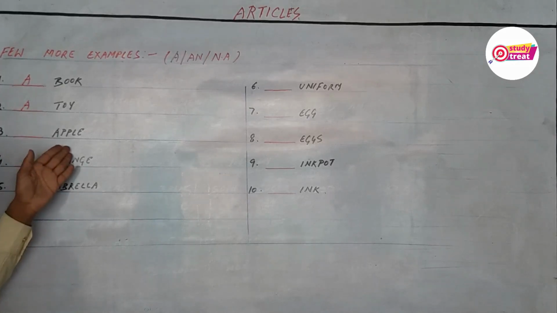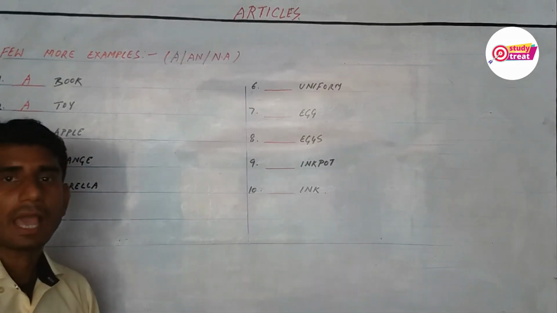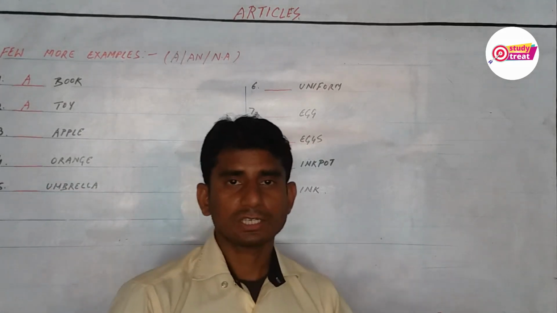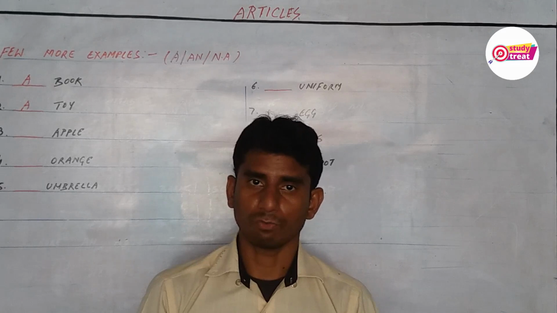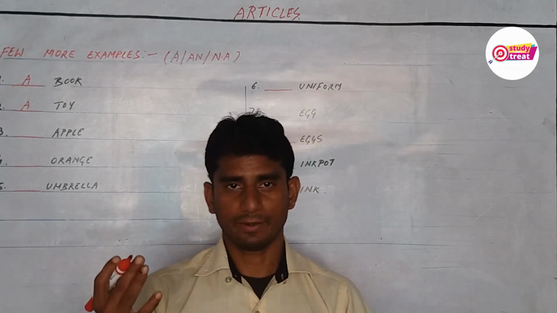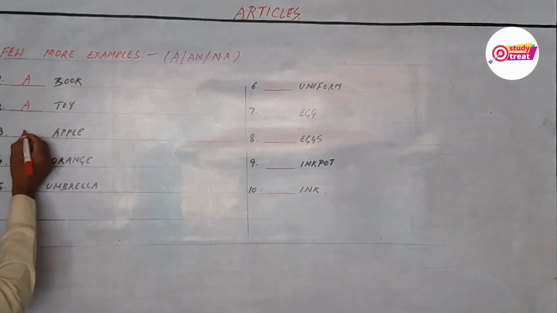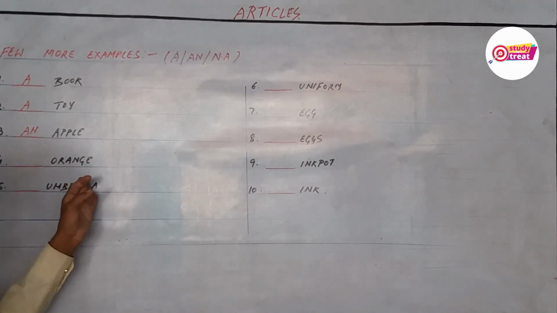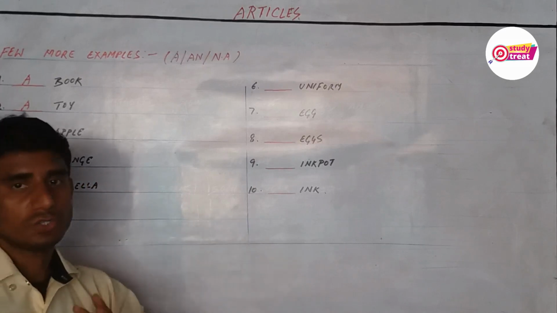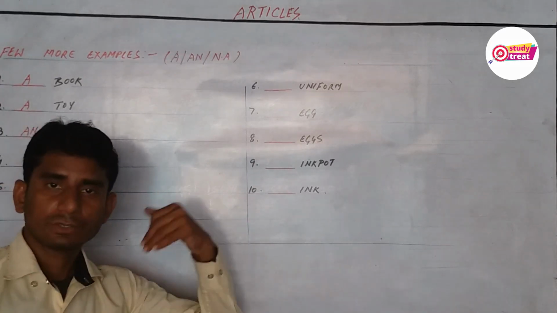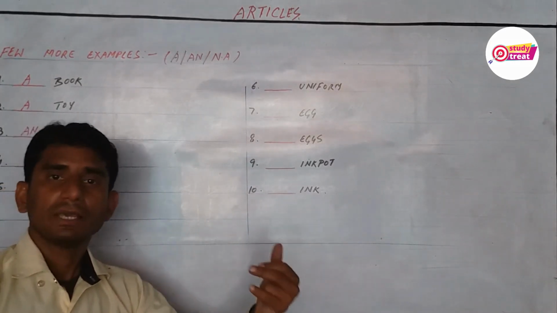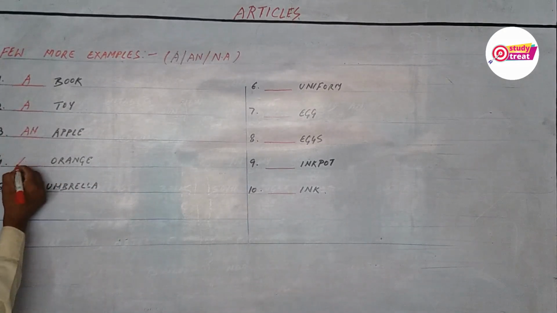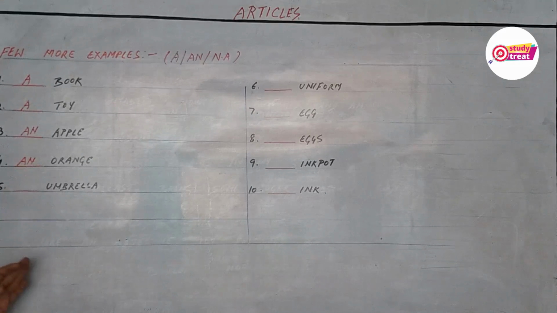In the same way, apple. Apple is the singular form. Go to the second step: it has a vowel sound, and for the vowel sound we use an. It's easy, guys. An apple. Next is orange. It is in the singular form. Second step, it has a vowel sound. For vowel sound, we use an here. An orange. Clear?